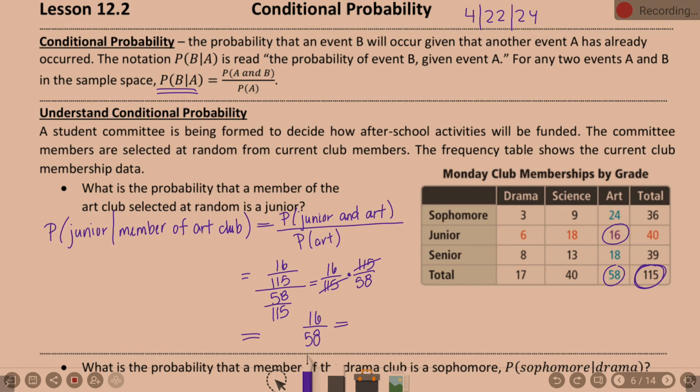And what are they both reduced to? 8 over 29. Does that go farther? No. 29 is prime, so I know it can't divide into anything else.